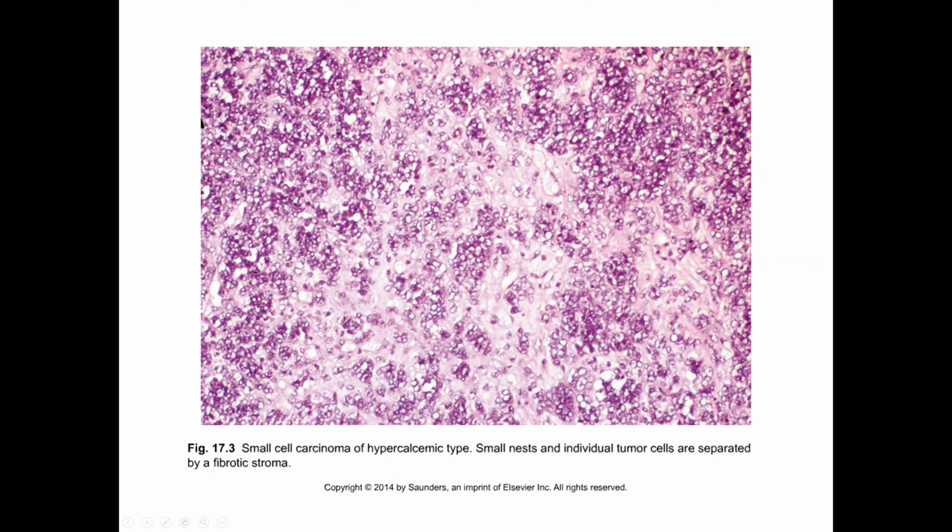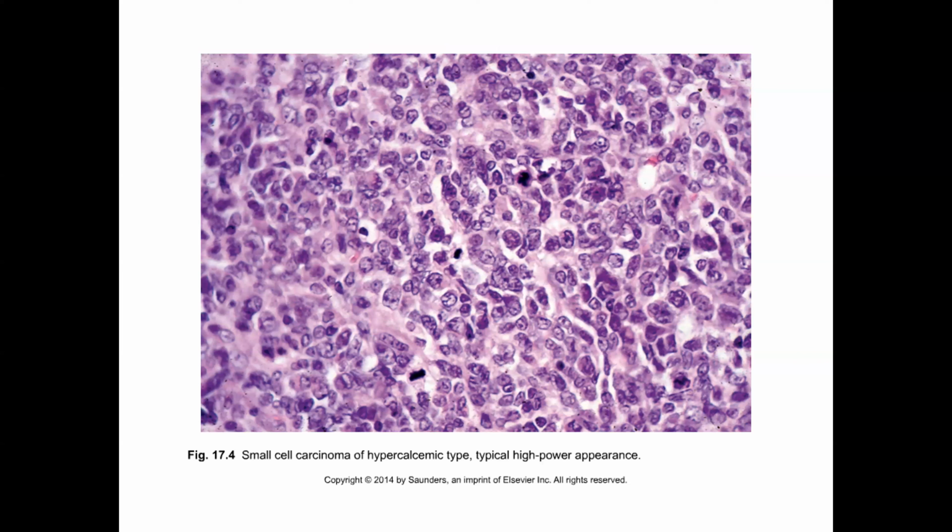Here's the very undifferentiated small cell type of tumor, individual tumor cells separated with a little bit of stroma, and then nests and sheets of cells as well. Here's the higher magnification view. You can see these cells have a little bit of a neuroendocrine feel to them, very high grade, abundant mitotic figures, a little bit of a starry sky background associated with this as well.